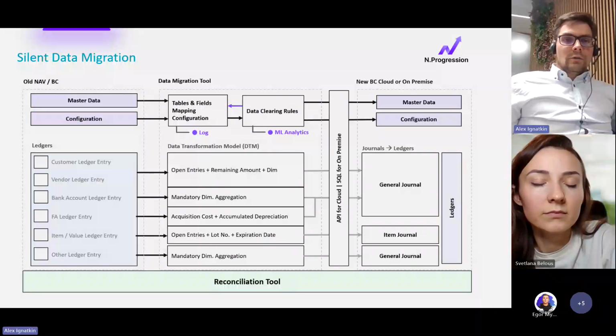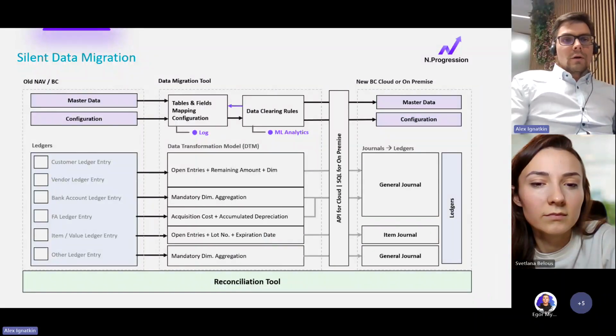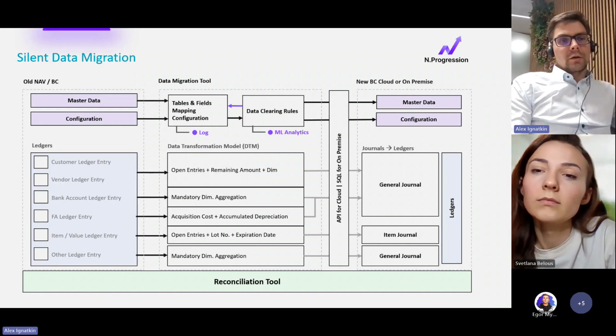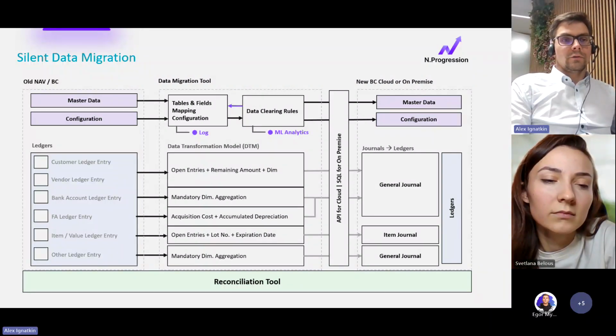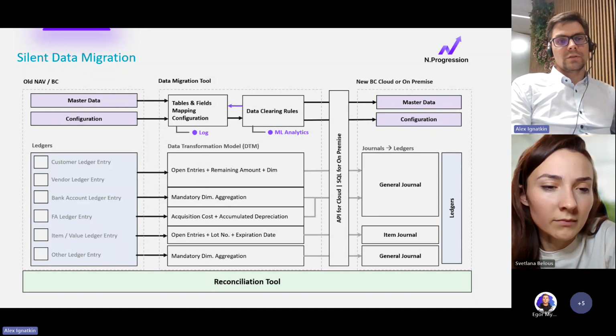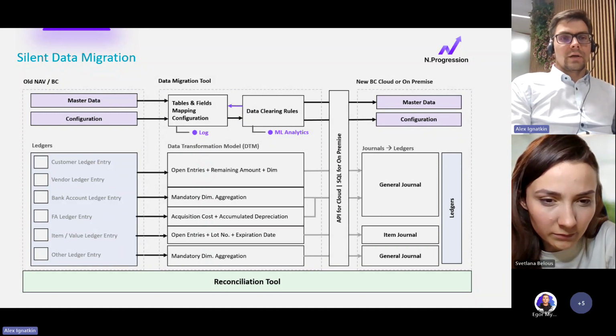How can we automate this process? We have a tool which helps to automatically transfer data from the old system to the new one. And if you look at the data, you have master data, you have configuration, and you have ledgers in the old system. This is the left part of the slide.